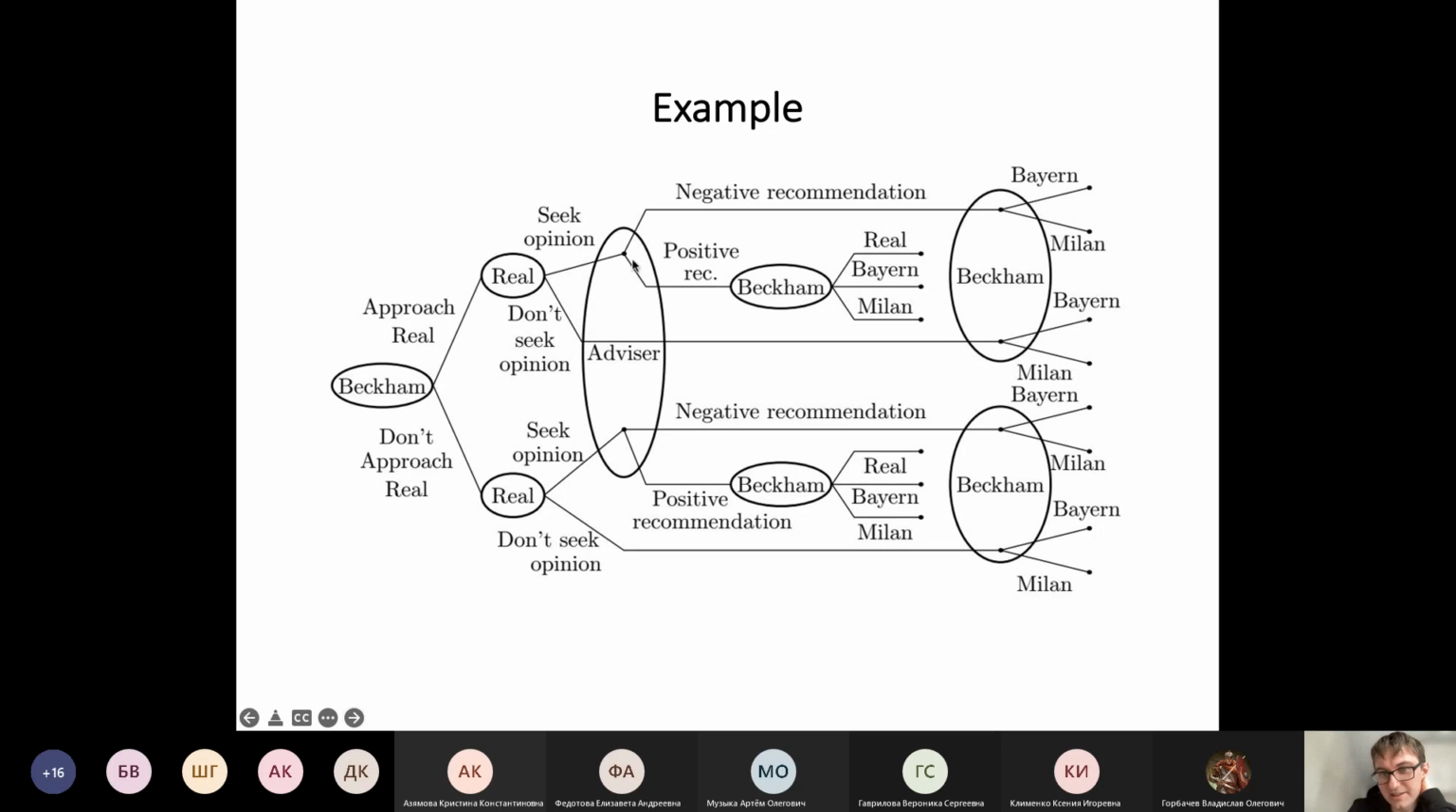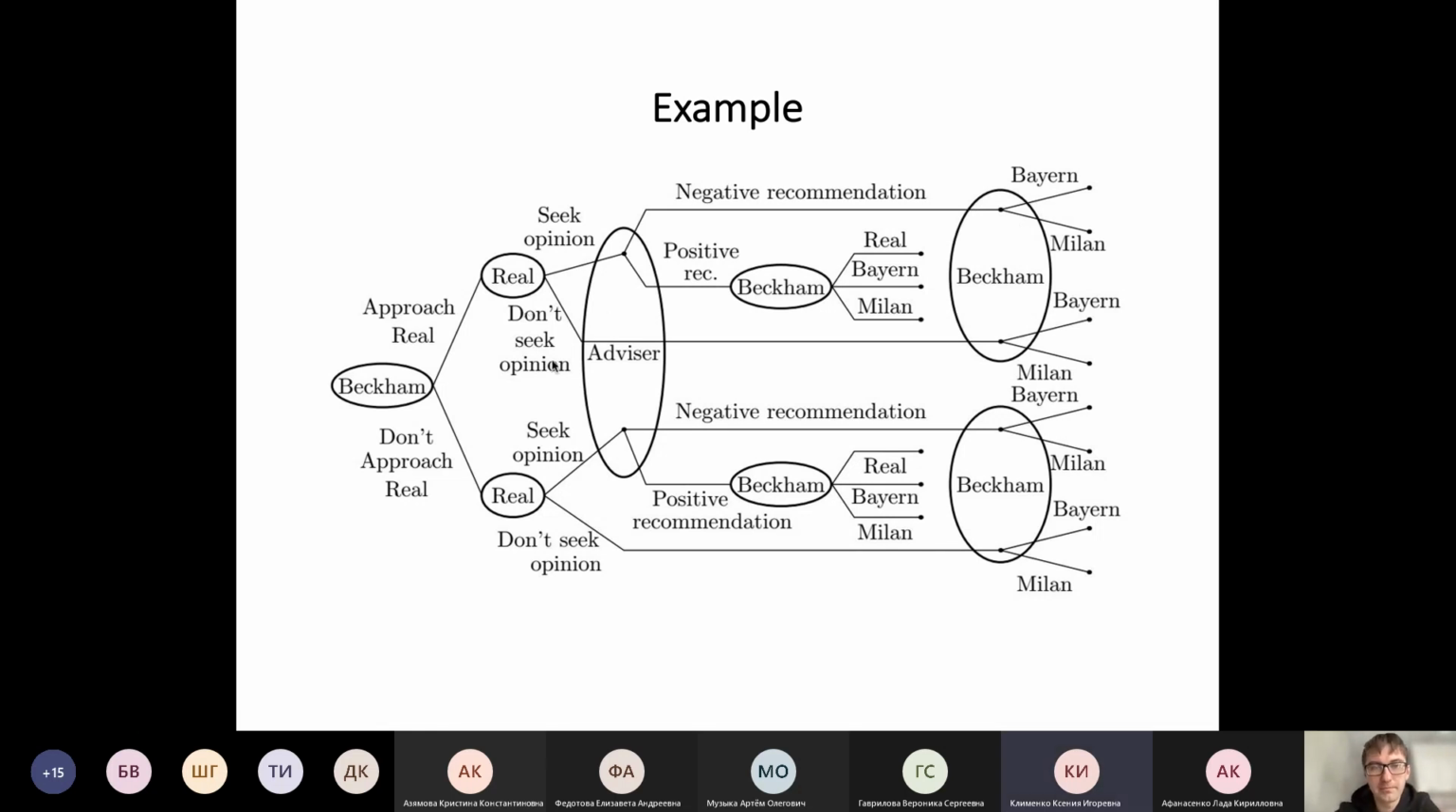No, it's just that this picture is not immediately clear. Look, if Real decides not to seek opinions, we go here. Can you see it? Yes. So here the advisor cannot distinguish between the situations when Beckham approached Real and Beckham didn't approach. But if Real decides not to seek opinion, then it's time for Beckham to decide between Bayern and Milan.